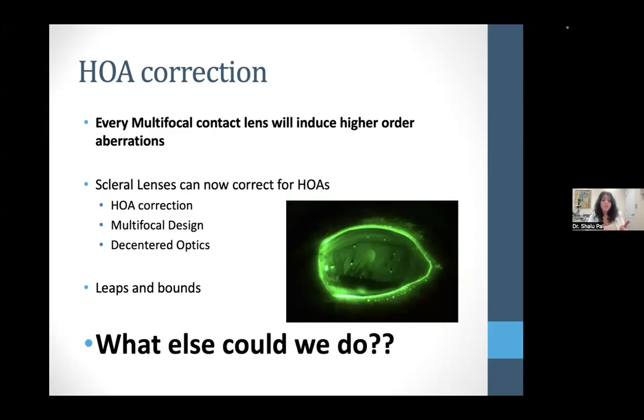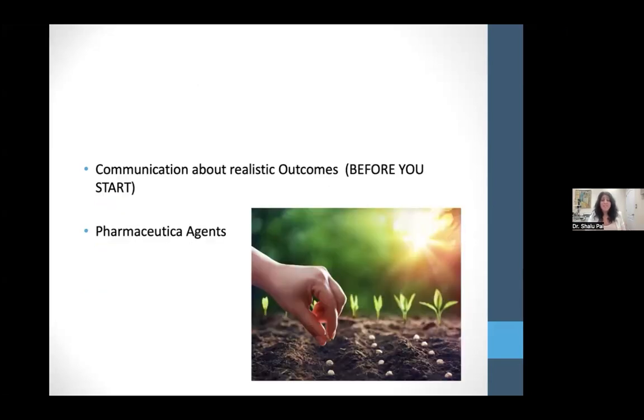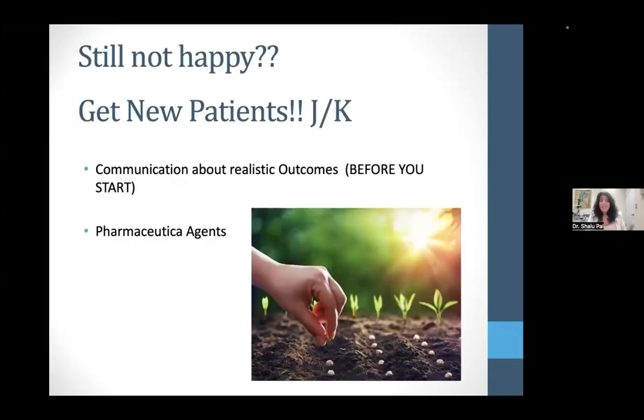So what else can we do in this situation? If you've done higher order aberration corrections, you've used multifocals, you've decentered the optics, and the patient's still not happy, I think you've got to get new patients. Just kidding. I think this is where it comes back to setting realistic expectations, but also thinking about pupil size. Where can I customize the pupil size in these special designs? And maybe I should be thinking about pharmaceutical agents when it comes to these contact lenses. Maybe I'm working with a soft contact lens and I'm just not getting enough add.